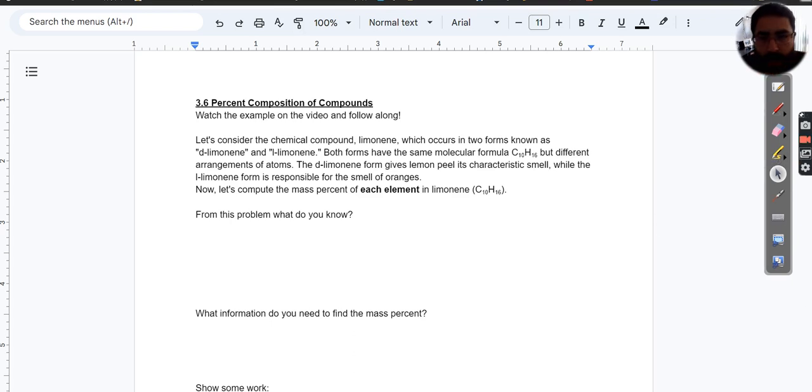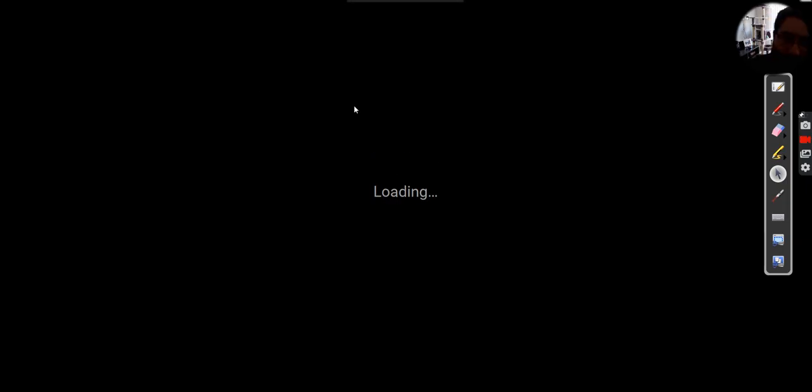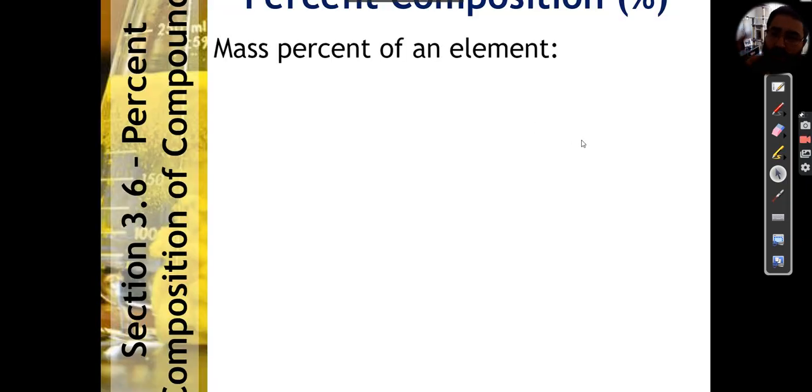Right, so let's talk about percent composition. Percent composition is... the slide gets cut off, whatever.